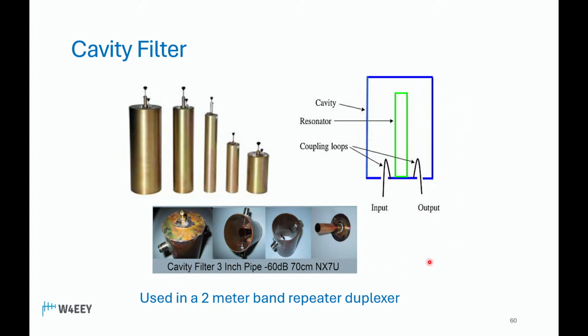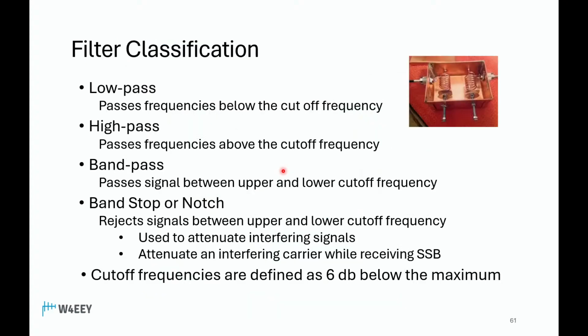Here's some internal pictures, and you'll see these commonly used in 2 meter band repeaters, repeater duplexers. And the purpose of the duplexer is, of course, so you can receive at the same time you're transmitting without hurting the receive input frequency. This is what filters those two out from each other.